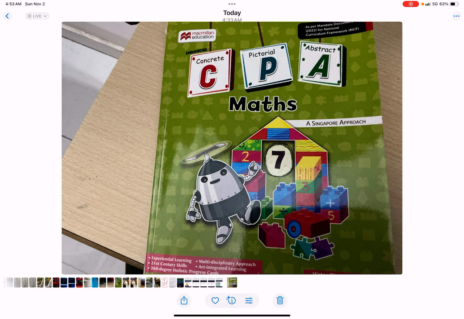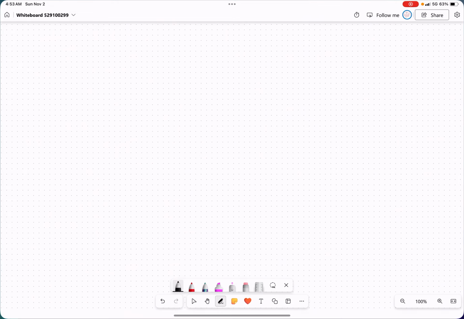So today what we'll do is a little bit of mathematics for the CBSE syllabus. And this is for 7th grade. The textbook which we will be following is CPA, Macmillan Edition, Enhanced, a Singapore Approach. One of my students sent me this textbook, so I will start working on this.